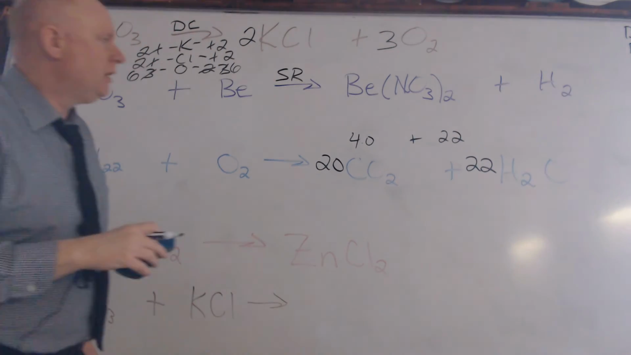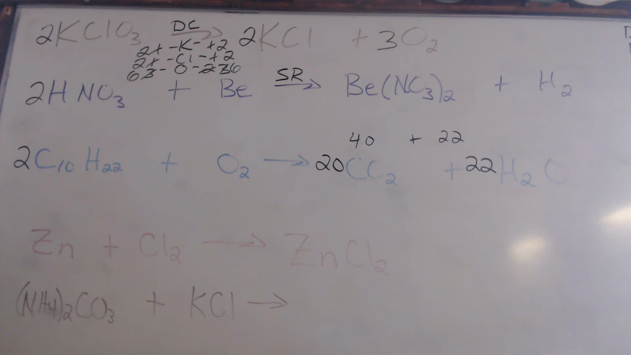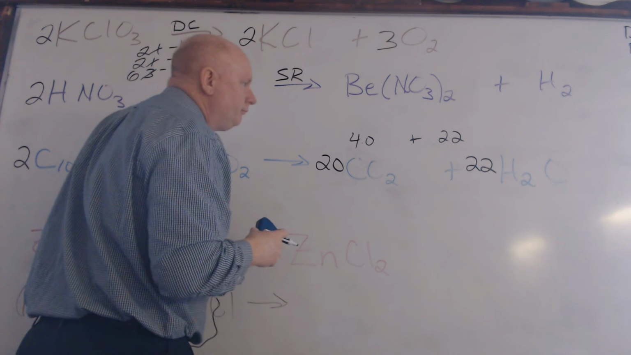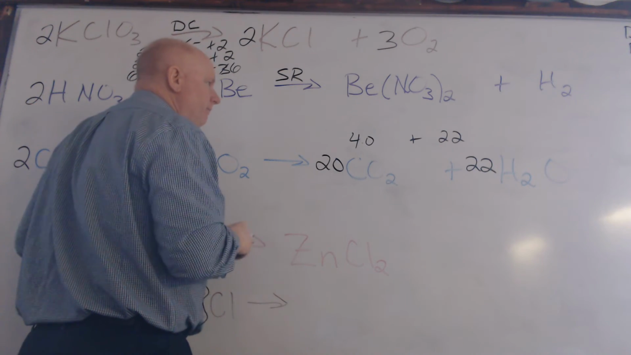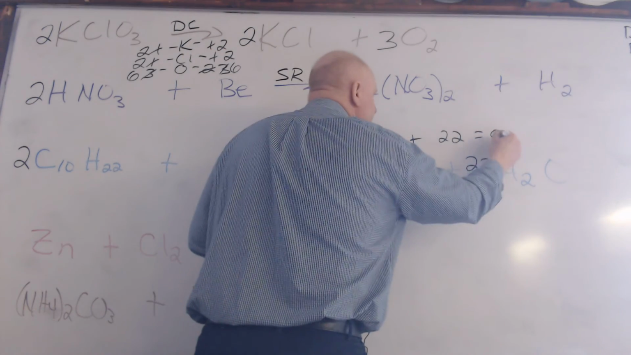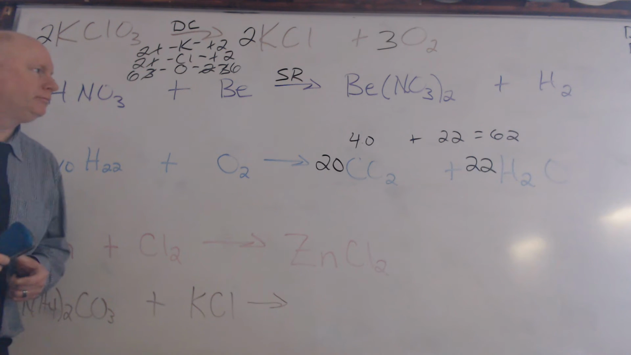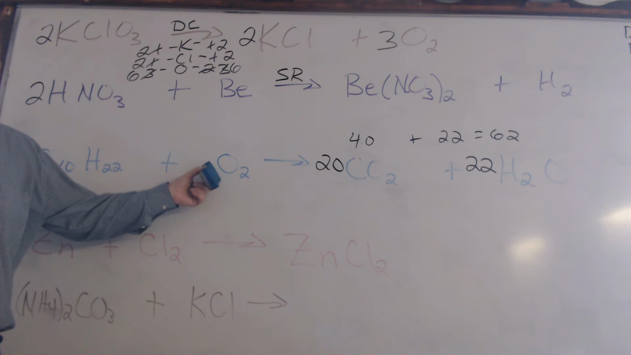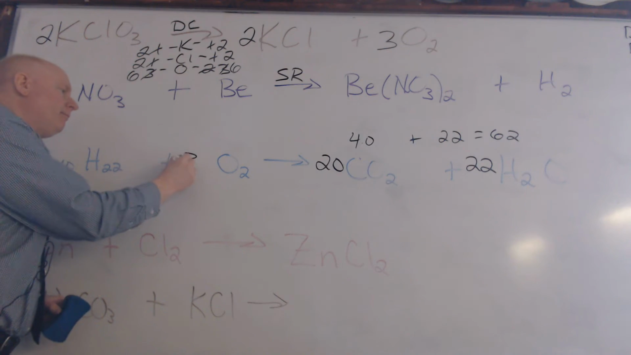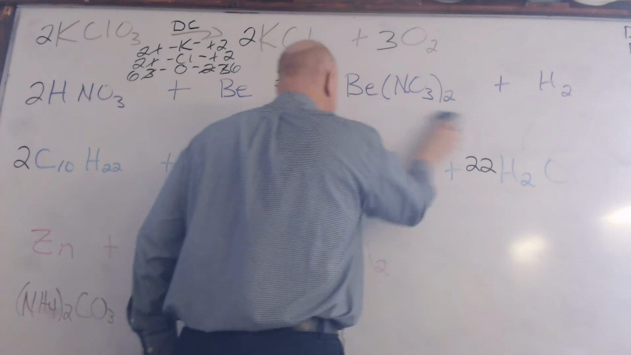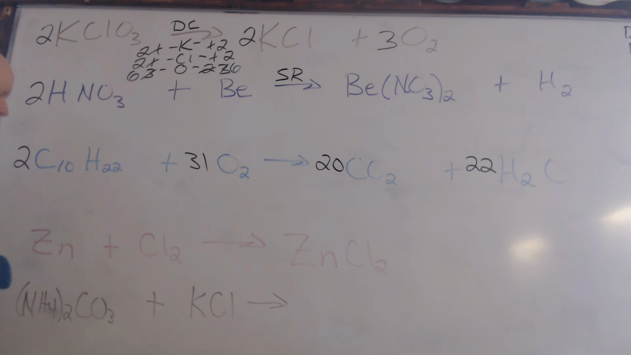Okay. So what does that give us then? 31. Okay. So how do we get 62 over here? 31. All right. Okay.